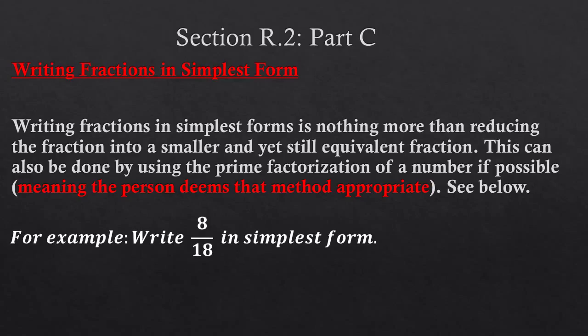Write 8 over 18 in simplest form. Well, both 8 and 18 are even numbers, so therefore they are reducible by at least the number 2. So therefore we'll divide them by 2 first, which will get a result of 4 over 9. 4 over 9 does not reduce any smaller than what it is, so therefore it will remain 4 over 9.